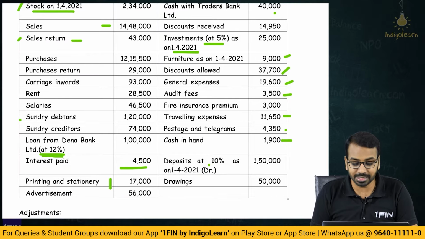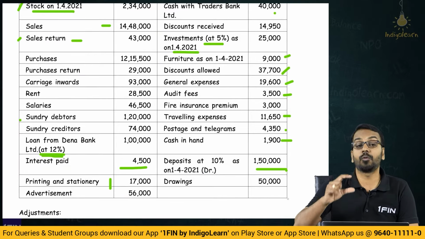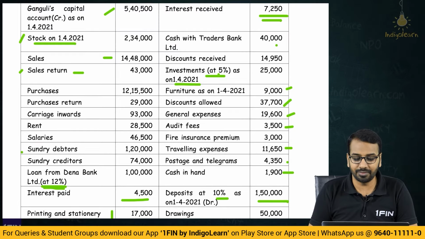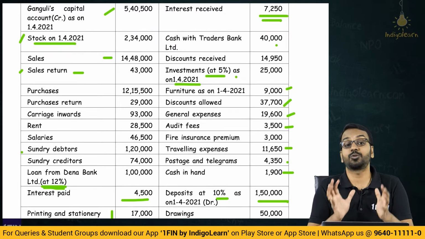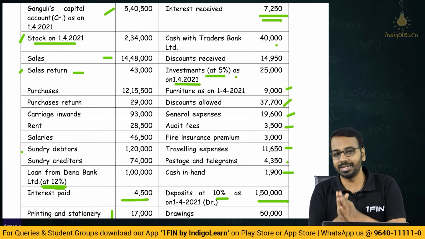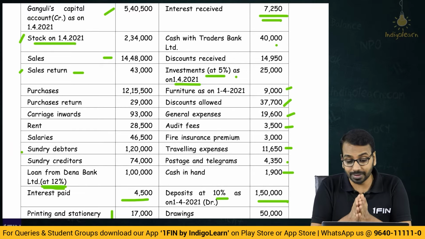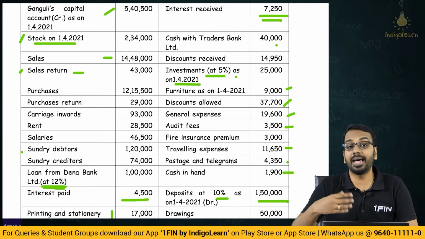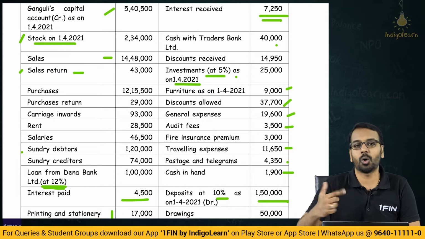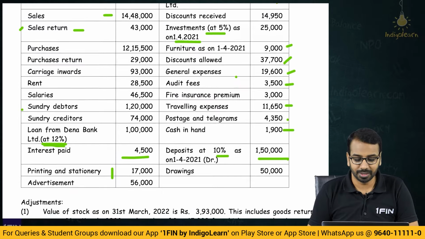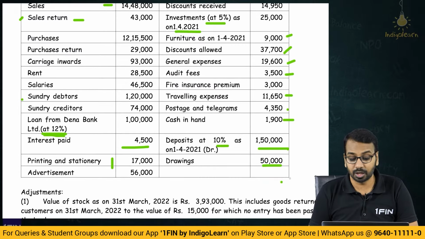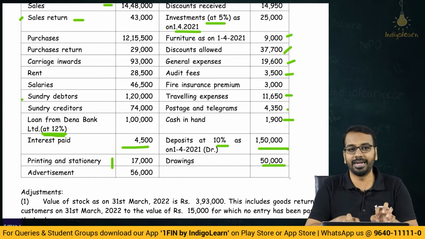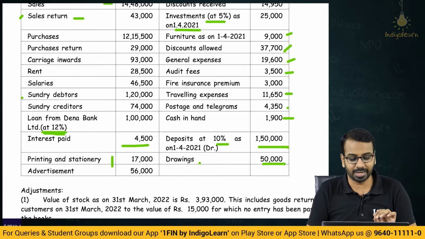See, deposits at 10%, 1,50,000. So for our total interest income, we have 10% deposits here and we have 5% investments here. That should be our total income on the interest side. Now whatever we have received, that is 7,250, we will account for as receipt. The balance will be accrued interest or interest receivable. Then drawings 50,000. Now where will we take this drawing? We will reduce it from the capital. So by now we have identified various items. Now let us look at the adjustments.